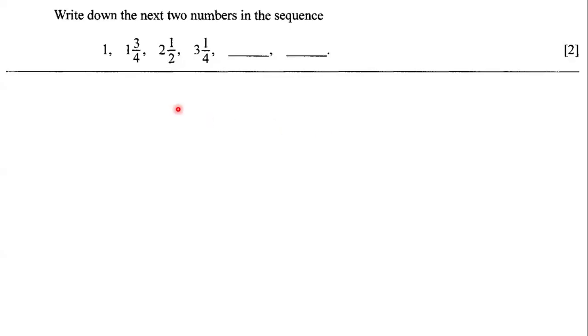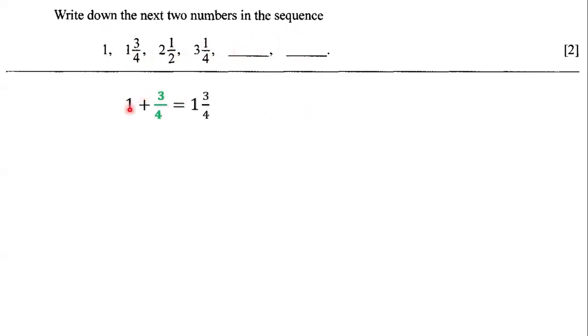Notice that the question states, write down the next two numbers in the sequence. Here we have 1, then 1 and 3 over 4, then 2 and 1 over 2, and then 3 and 1 over 4. And our goal is to figure out what are the next two numbers in the sequence.